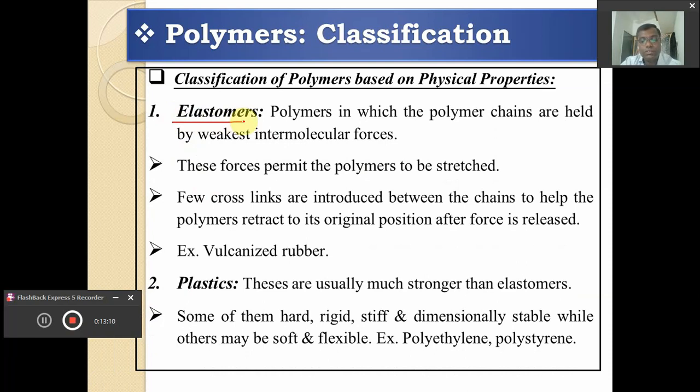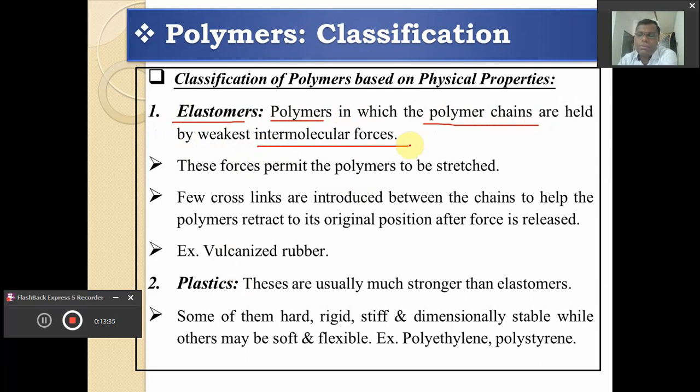is called the elastomer. Dear friends, if you look at the name of this type, the word itself indicates the property of elasticity. That's why this type of polymer is called the elastomer. And an elastomer can be defined as a polymer in which the polymer chains are held by the weakest intermolecular forces.